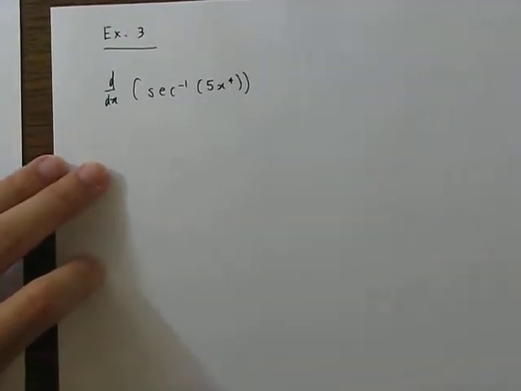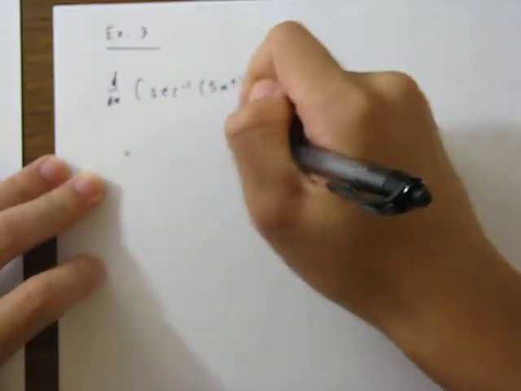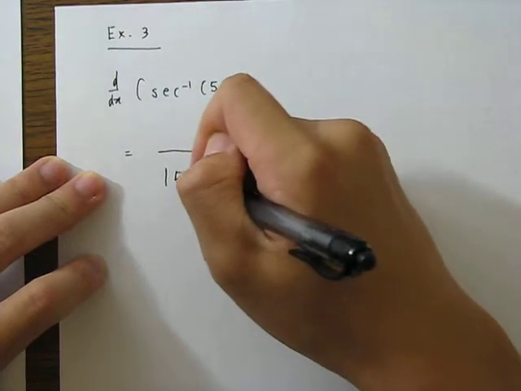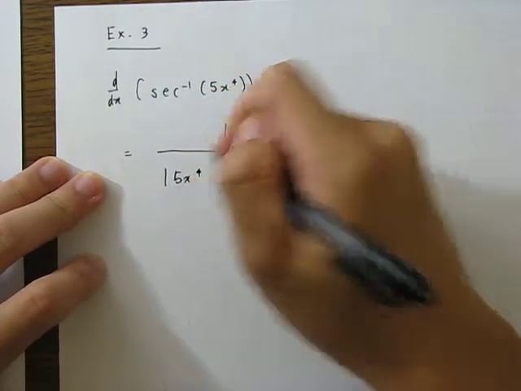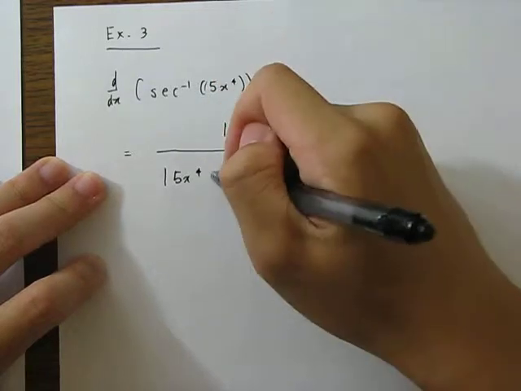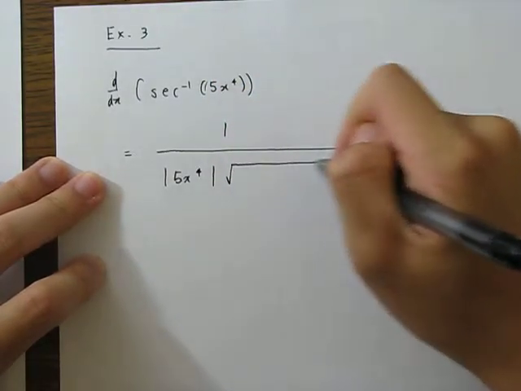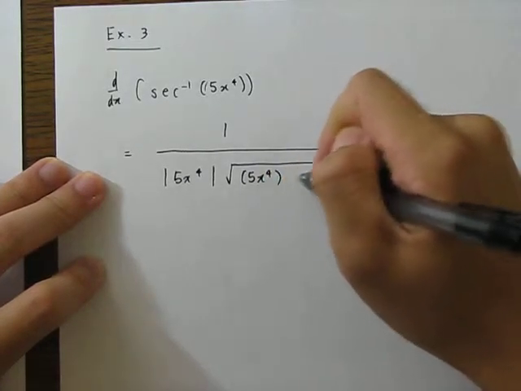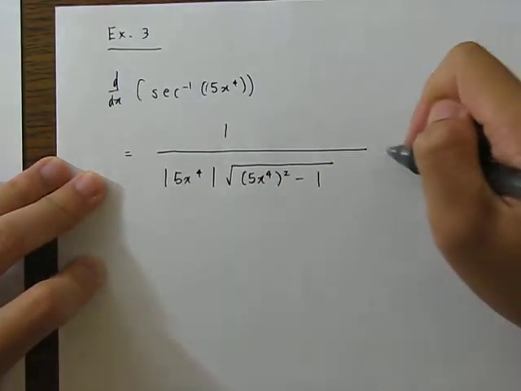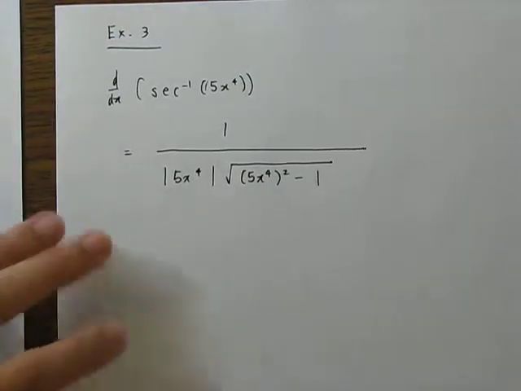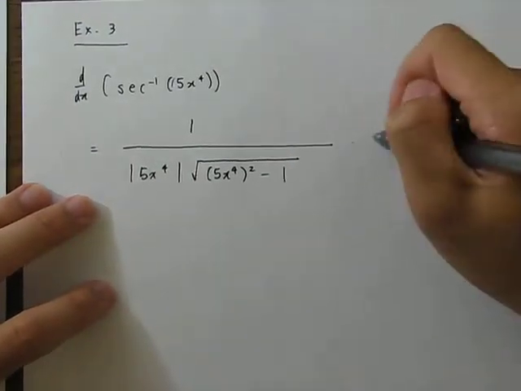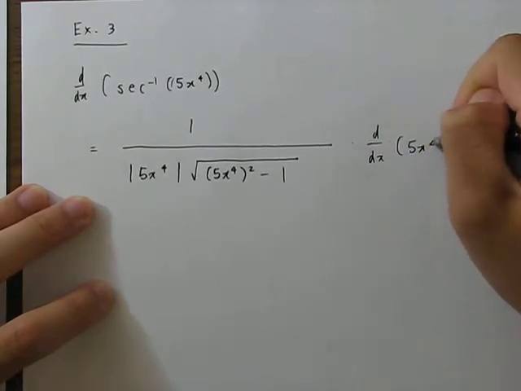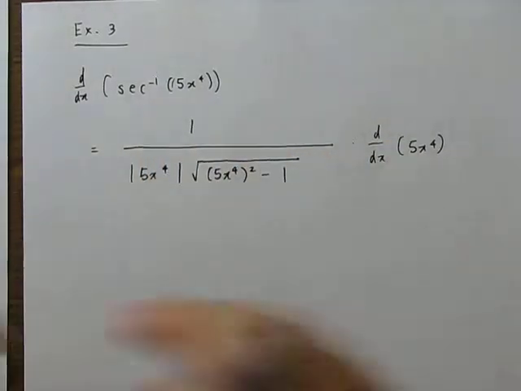And what we're going to do is, this is equal to 1 over the absolute value of your u, right? U being this inside function right here, right? Times the square root of u squared minus 1. And in order to obey the chain rule, you also have to multiply by the derivative, d/dx, of 5x to the 4th, right? Because that's the inside, right? You got to peel that part too.